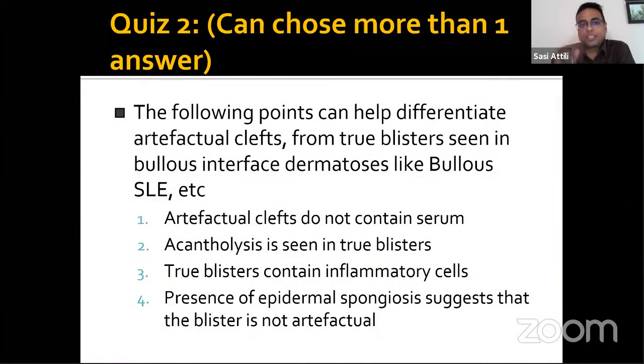And now, this is question number 2. And you can again choose more than one answer. The following points can help differentiate artifactual clefts from true blisters seen in bullous interface dermatoses like bullous SLE, etc. Okay, so there are true clefts and there are artifactual clefts. There are true bullae and artifactual bullae. So one, artifactual clefts do not contain serum. You can choose more than one answer. More than one of these is right. Two, acantholysis is seen in true blisters. Three, true blisters contain inflammatory cells. Four, presence of epidermal spongiosis suggests that the blister is not artifactual.